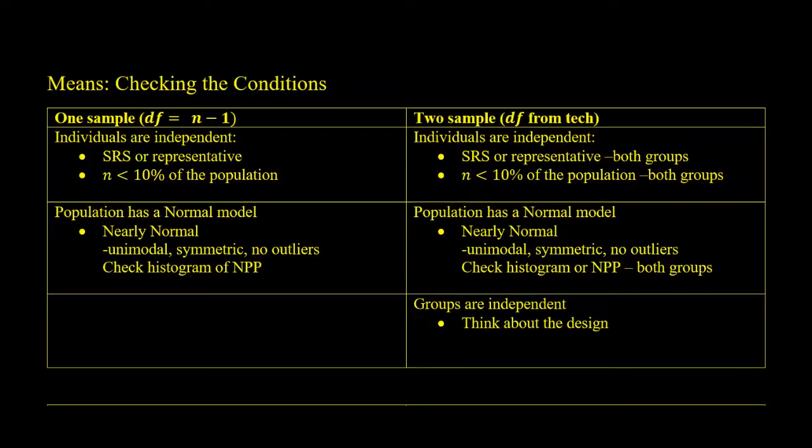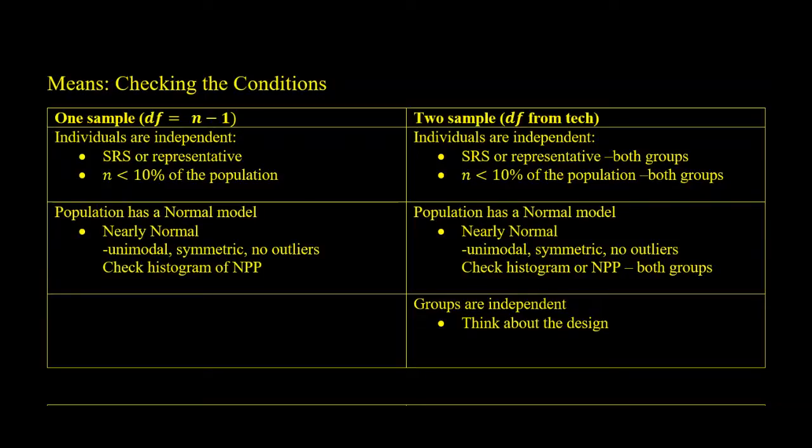One sample, which has n-1 degrees of freedom: we must check that individuals are independent. We do this by verifying that we have either a simple random sample or a representative sample. Also, we need to check that the sample size is less than 10% of the population. Then we need to verify that the population has a normal model.